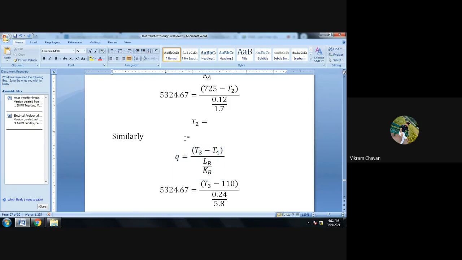Please let me know what T2 is, how much you are getting. Okay, T2 is 349.14, T3 is 330.33. Okay, Yash and Nihal have given the answers. Others also, please do the calculation.